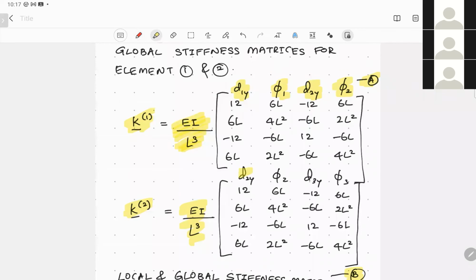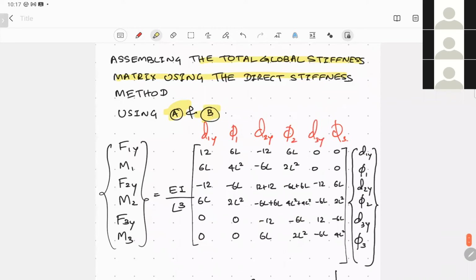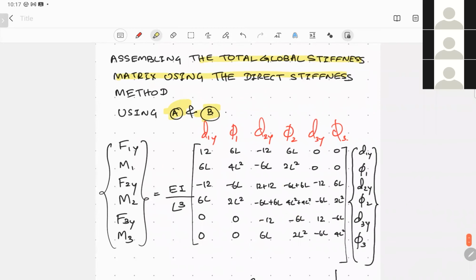Here also you can see the degrees of freedom which I have written on top of each element. So based on this information, you can construct the total global stiffness matrix for the total beam considering the 3 nodes. And of course, now you can write it using the nodal degrees of freedom and relate it to the applied external forces on the system.